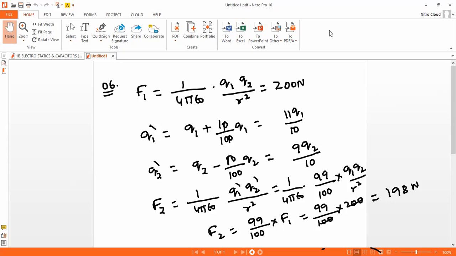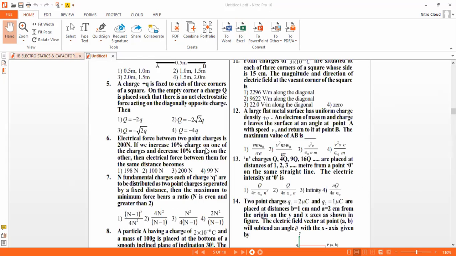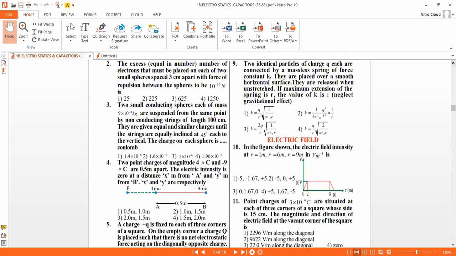Okay, fine. Remaining three problems are there, that is 7, 8, 9. I think 10 is also there. Once you try, if you didn't get, I will tell in the doubt session.